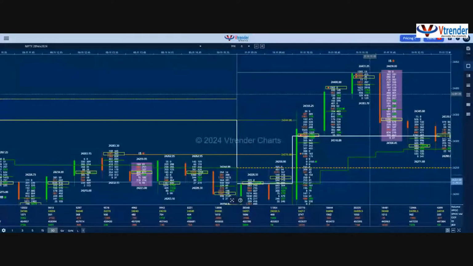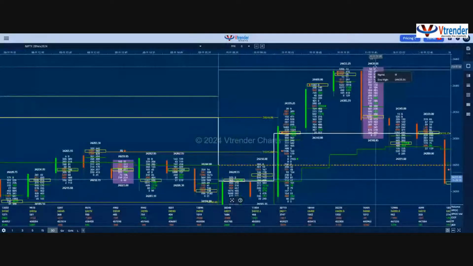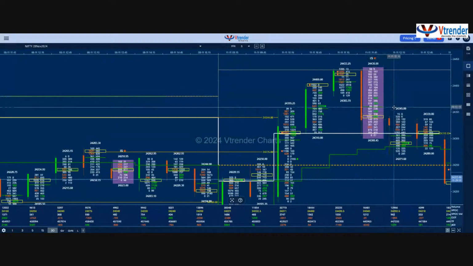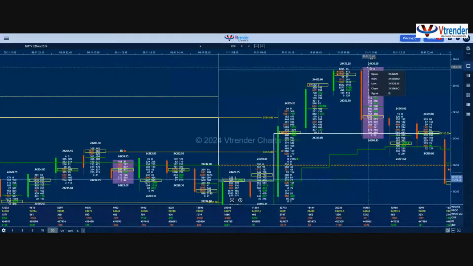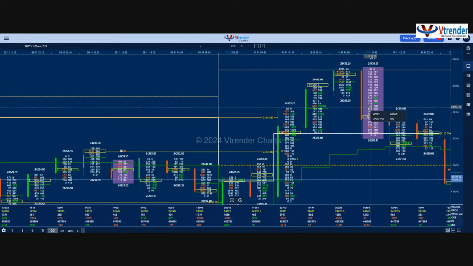So what we did after this was we formed a 30-minute IS bar. So here our bias now changed to the downside for the day. So how long do we remain short? Till the highs of this IS are not taken out, or we get an opposite IB bar. And inside this IS signal also, we have this POC and this VWAP as our reference.